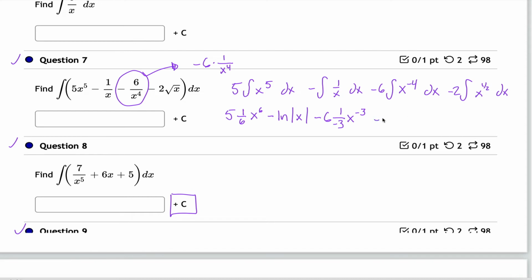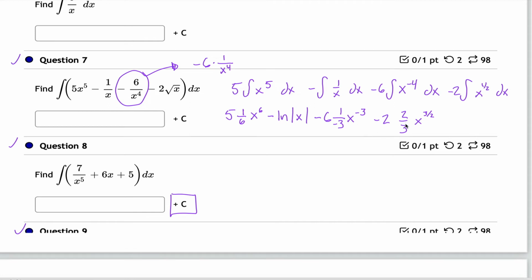This last one, I leave the negative 2 alone. I add 1 to the exponent. The exponent used to be 1/2, so now it's 3/2. And I want to divide by that 3/2. You can put 1 over 3/2 if you want, or you can put 2/3 here if that's easier for you. I prefer the 2/3 because then I don't get fractions inside fractions, but I'll leave it up to you.